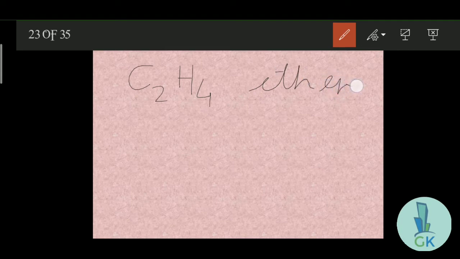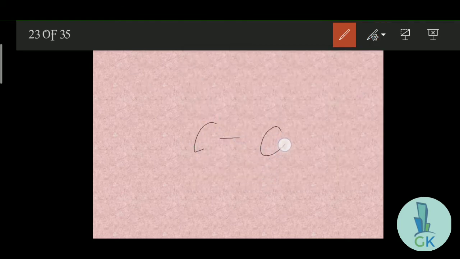Next come alkenes. So the first alkene is C2H4, that is ethene. So how will we make the structure for ethene? First of all, there are 2 carbons and there is a double bond between the 2 carbons. That means they are sharing 2 pairs of electrons. Okay, 4 valence electrons are being shared. So what happens?